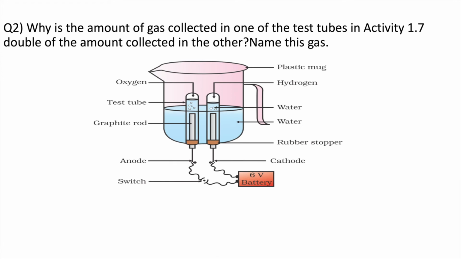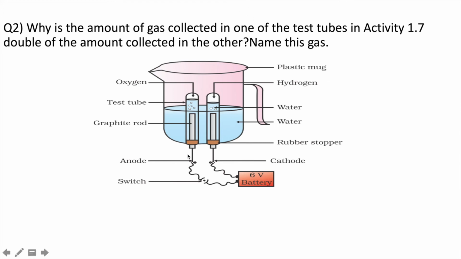Question number 2. Why is the amount of gas collected in one of the test tubes in activity 1.7 double of the amount collected in the other? Name this gas. Your activity 1.7 is electrolysis of water. What do you mean by electrolysis of water?